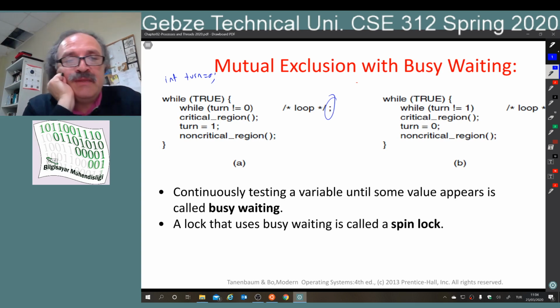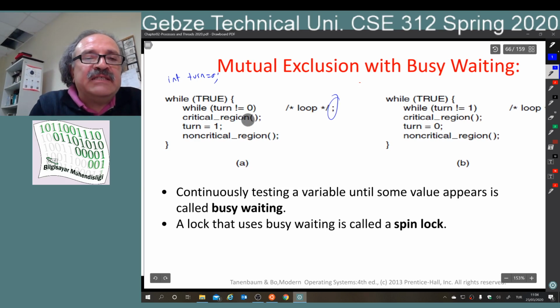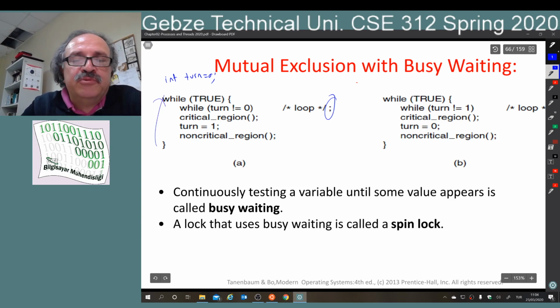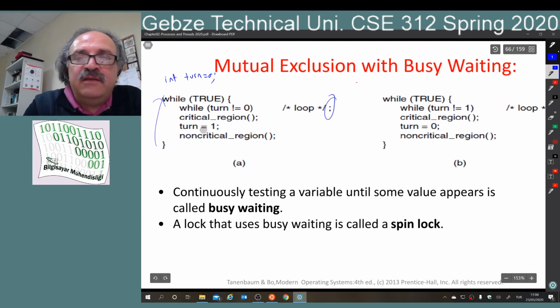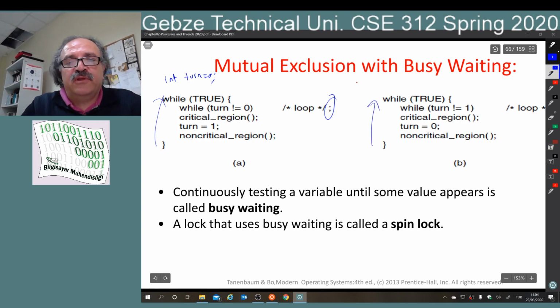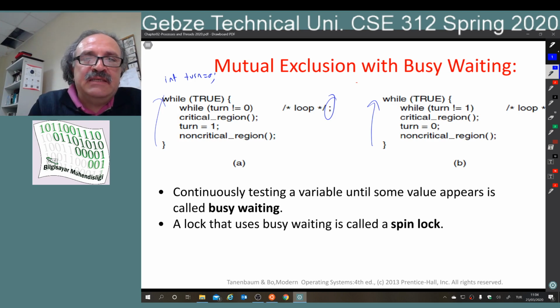Okay, good. If turn is 0, then I will enter the critical region. As soon as I am done with the critical region, I make turn 1 and I do my non-critical region part. And I will go to top of the while loop. Since I made turn 1, this one can enter the critical region and turn is 0 and go back to the top of the loop. So I am doing this busy waiting here.